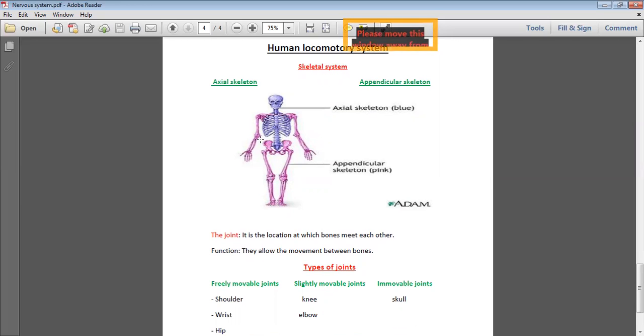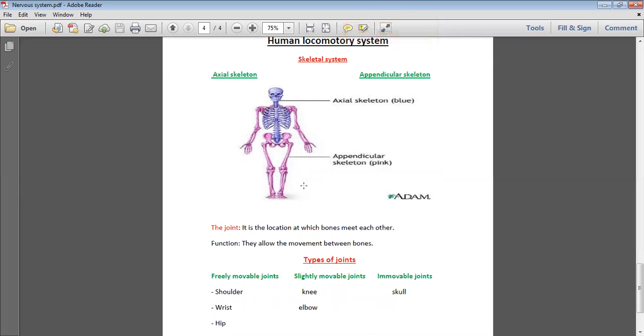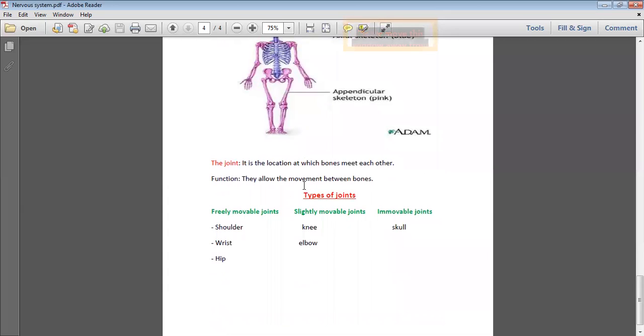Okay, so the position at which two bones meet together is called the joint, okay? This is a joint, this is a joint, this is a joint, okay? Here a joint, here a joint, here a joint. So in each place that we have two bones meeting together, this place is called the joint, okay? So what is the function of the joint? The function is to allow the movement between the bones, okay? We have three types of joints. We have freely movable joint, slightly movable joint, and immovable joint.